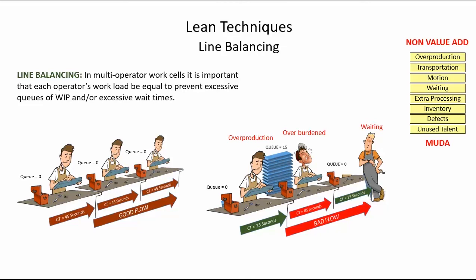Line balancing is an activity designed to ensure all operators working in the work area have workloads or cycle times equal to or slightly less than takt time. This is to prevent excessive queues and upstream work in process, and/or excessive downstream wait times. Poorly balanced lines will drive up work area cycle time, which results in higher than necessary labor costs and lower than necessary productivity.